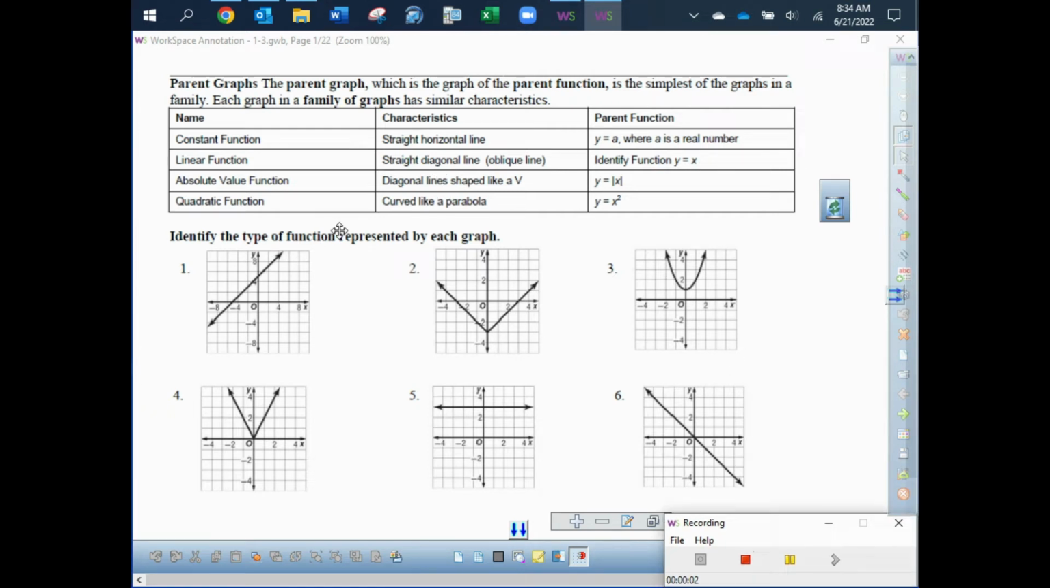All right, today we're going to learn about some transformations of different types of functions. The types of functions we're going to transform are the linear function, the absolute value function, the quadratic function, and then they mention this constant function, which is linear, but it's just a horizontal line. So we're very familiar with what a linear function looks like. And a quadratic function, that's your parabola.